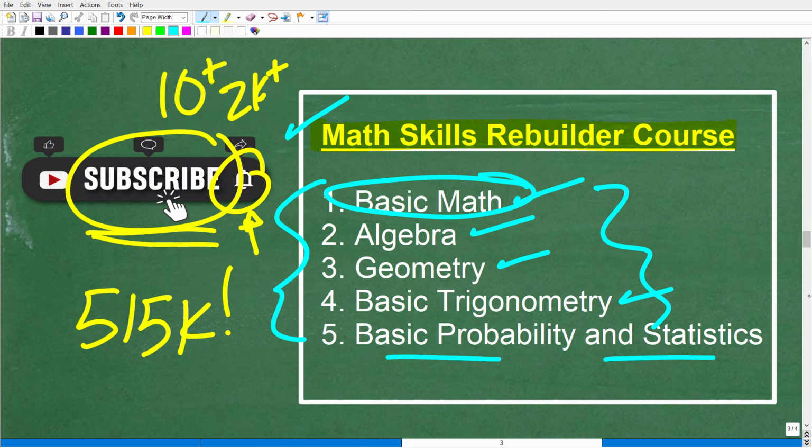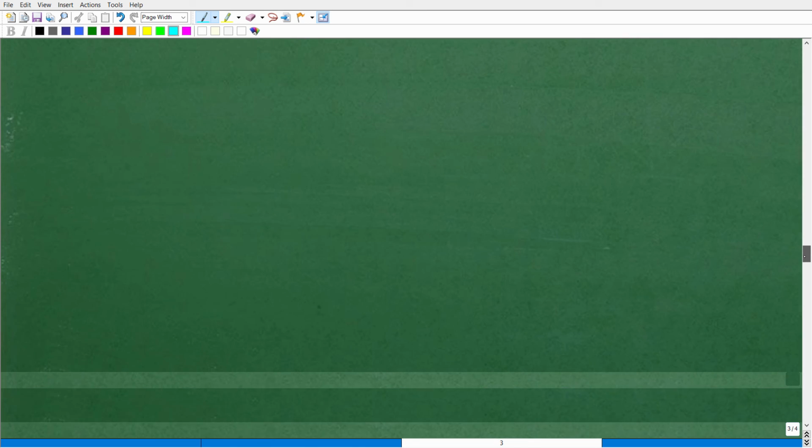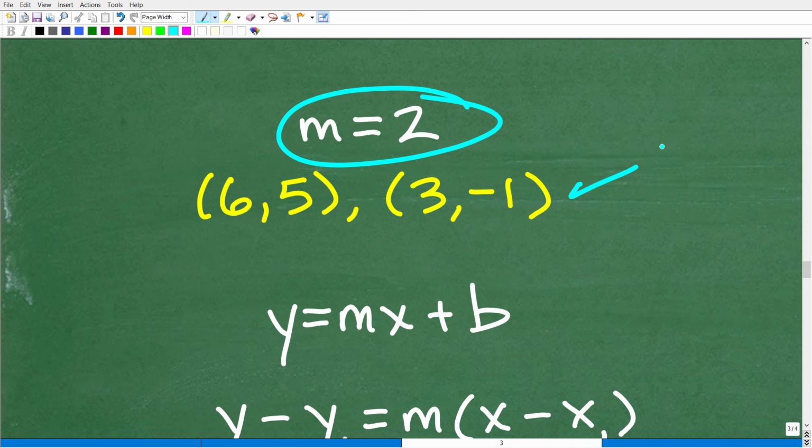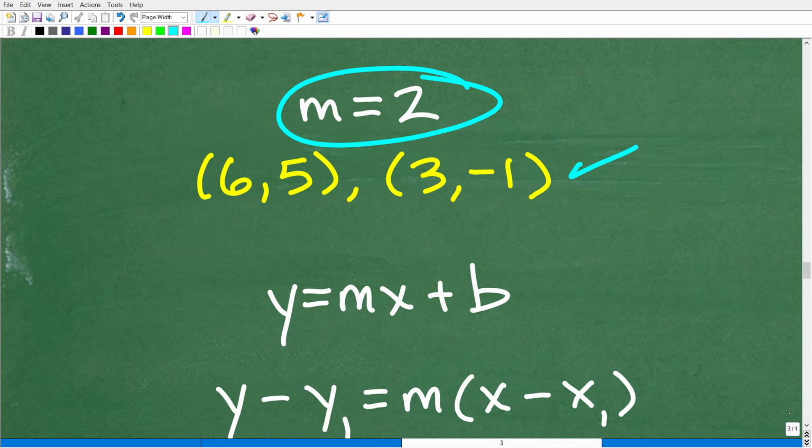But anyways, let's get back to this problem, and now we have to take this to the next step and figure out the equation of this line. Now we have the slope of 2 and these 2 points. Now we have to find the linear equation, i.e. the equation of a line that runs through these 2 points and has a slope of 2.